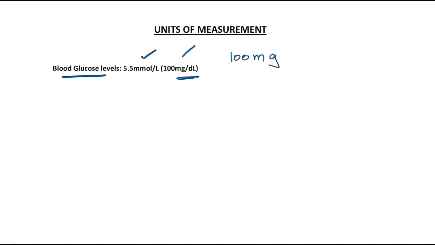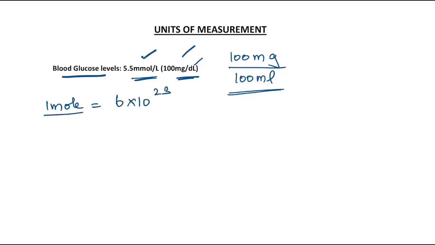Here it is 100 milligram of glucose dissolved in a deciliter, which refers to 1/10 of a liter, that is 100 ml of plasma. So this is the simplest unit, milligrams per deciliter. What is the molar unit? 1 mole of any substance equals Avogadro number of molecules, that is 6 into 10 power 23 molecules that constitute 1 mole.